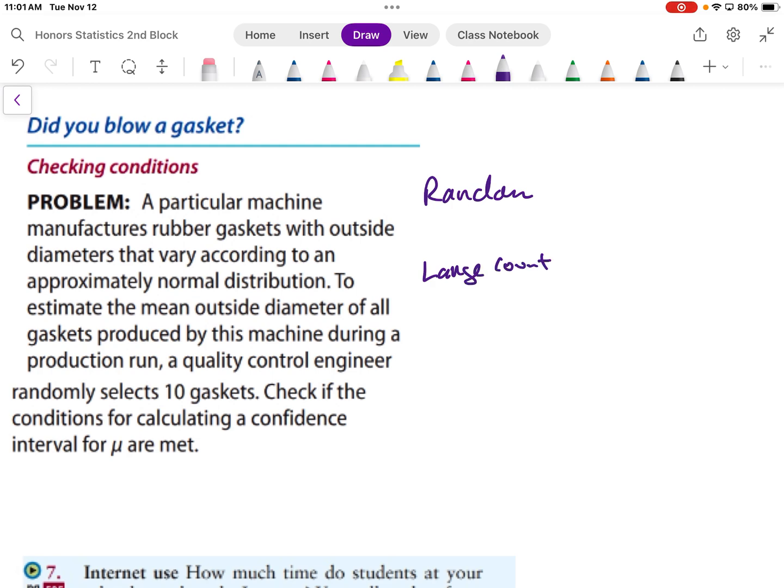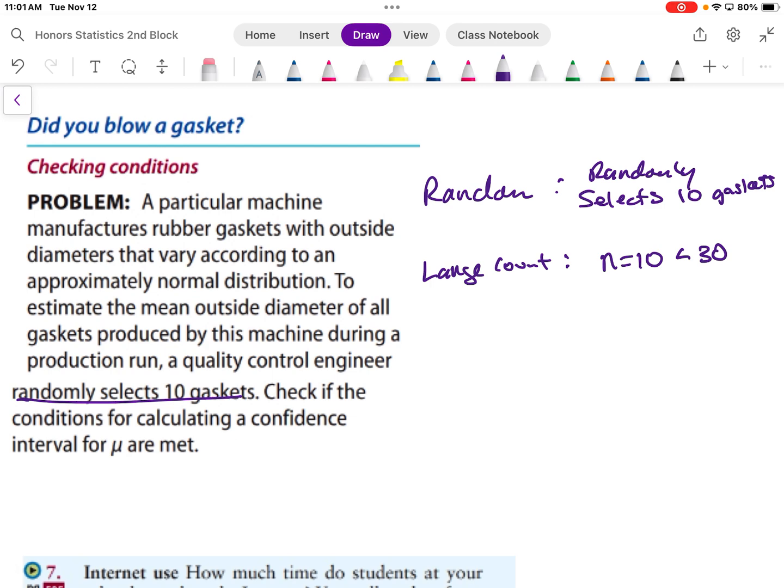So random: they said randomly selects 10 gaskets. So that's the first thing. We met that condition. Large count. Well, the first thing we look at, we say n is 10, and that's less than 30. So we're thinking that we failed.